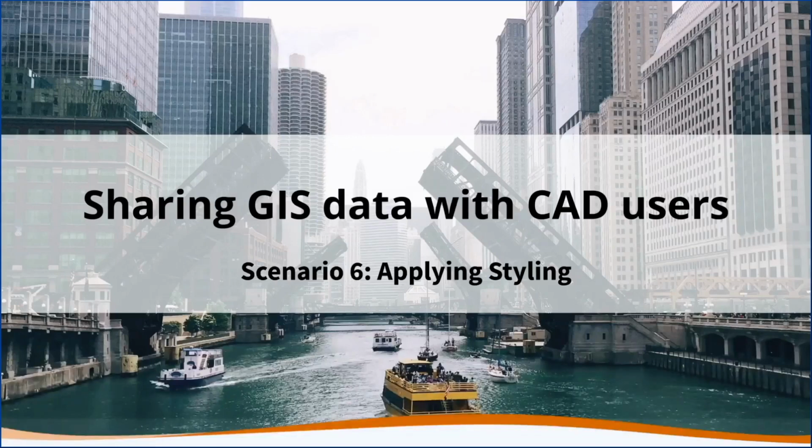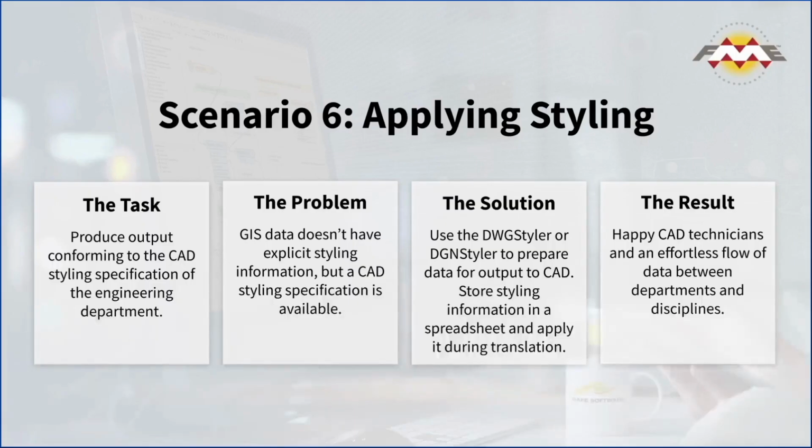And so in our sixth scenario, we're going to look at an example where we're applying styling. Thanks to the city of Gävle in Sweden, one of our first customers who first came to us long ago with more or less this situation. So they wanted back then, and today others would want, to produce output conforming to the CAD spec that the engineering department wants out of their GIS. The challenge is that the GIS data doesn't have explicit styling information, but there was a styling spec available. We need to apply it.